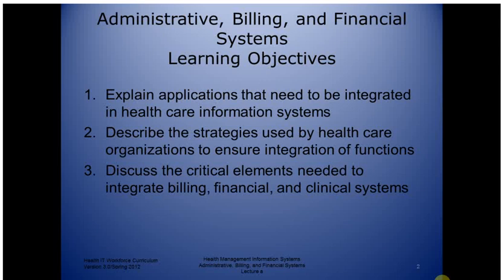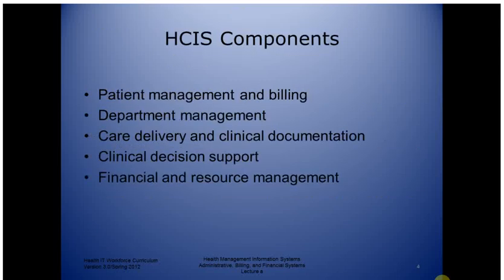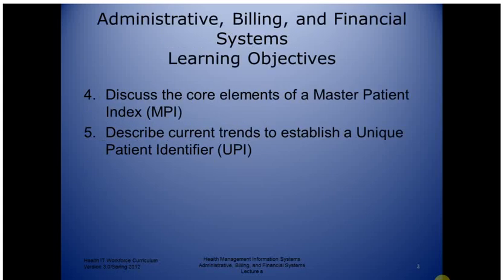So objectives for this are explaining the applications that need to be integrated, which they all need to be integrated, right? Describe strategies used by healthcare organizations to ensure integration, and discuss critical elements needed to integrate billing and financial and clinical, and discuss more elements related to the Master Patient Index, or the MPI, and the unique patient identifier, and the differences between those two.